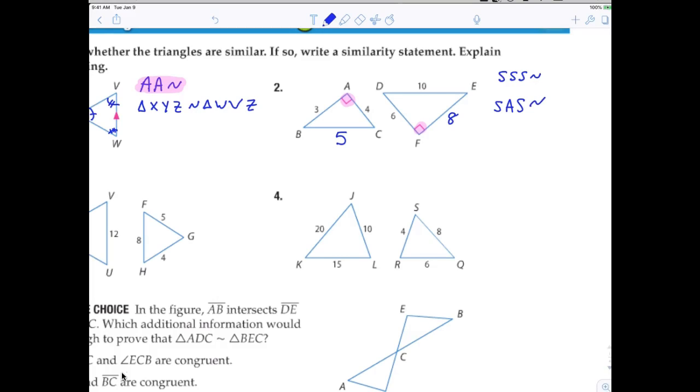Now, is it true that this could be side, angle, side? Yes. And what side, angle, side is showing you is that the included angle, which in this case we can call the 90-degree angle, and then we look at the two sides. This side right here is 3, and this is 6, this is 4, and this is 8. So are the two sides proportional? Yep. And the angle is congruent. Therefore, you could say it's side, angle, side similarity. Anybody have any questions?